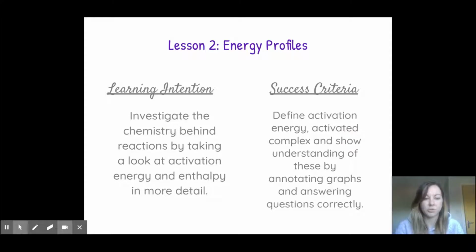So for the energy profiles lesson, we are going to investigate the chemistry behind reactions. We're going to do that by taking a look at something called activation energy and enthalpy, which you already know a little about, but we're going to go into that in much more detail. Our success criteria for this lesson is to define activation energy and the activated complex, and show an understanding of these by annotating graphs and also being able to answer questions correctly, of course.